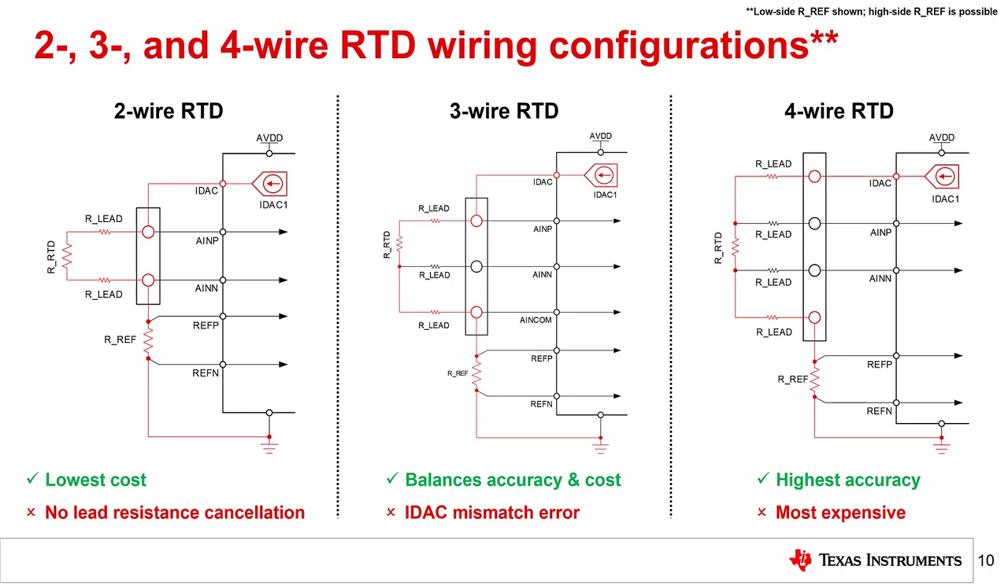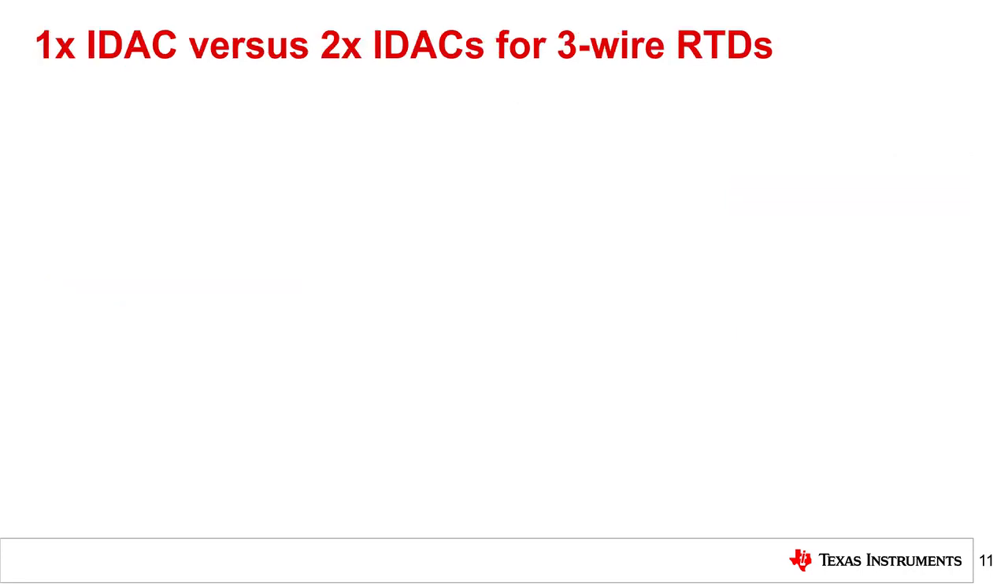As stated in the top right, all of the RTDs shown here use a low side reference resistor to generate the ratiometric reference voltage. However, each configuration can also be used with a high side reference resistor. Finally, as mentioned on the previous slide, 3-wire RTD systems can use 1 IDAC or 2 IDACs for automatic lead cancellation. Each of these methods has advantages and disadvantages.